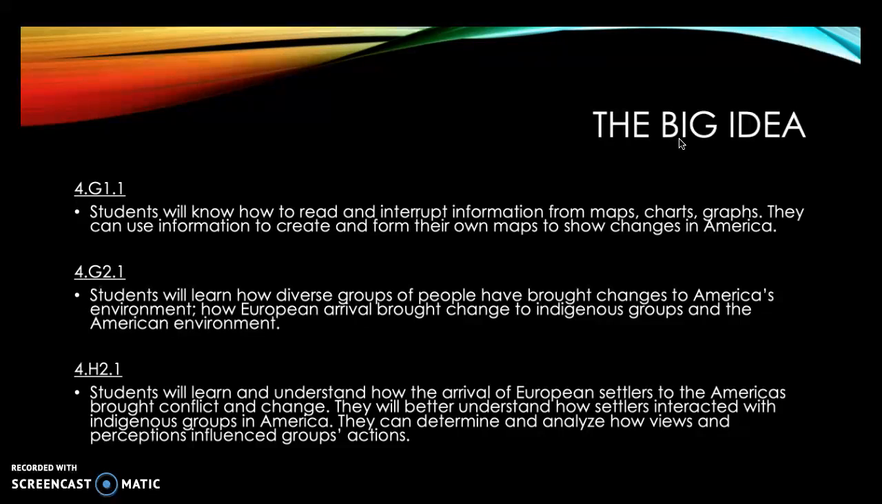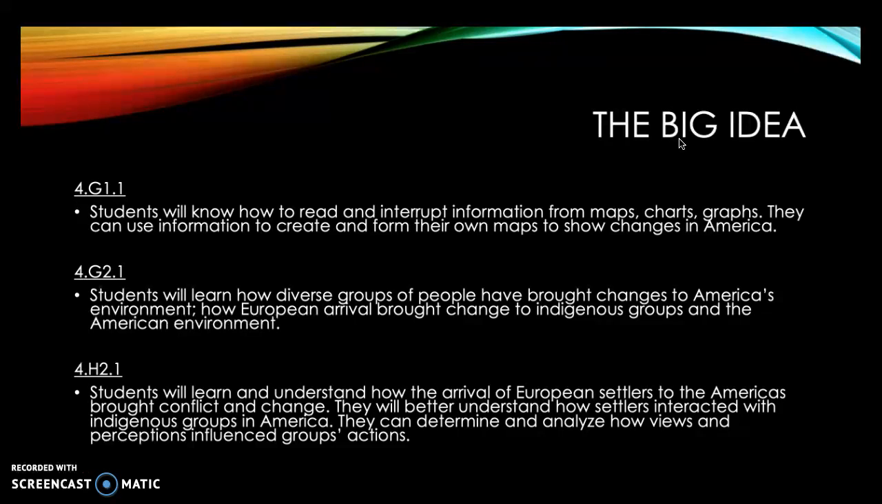The second geography standard is to have students learn about diverse groups and how these diverse groups have brought changes to the American environment. How indigenous groups and their history there made changes to the environment, and how the arrival of Europeans also brought changes, and how interactions with them changed the landscape and environment.